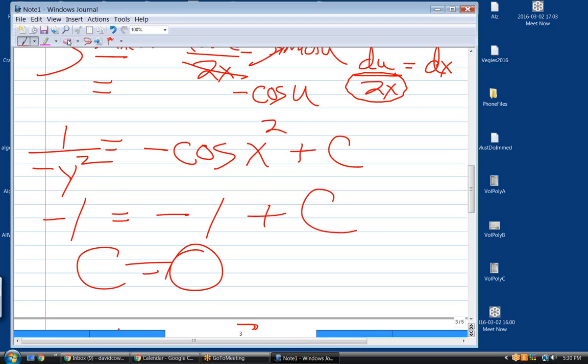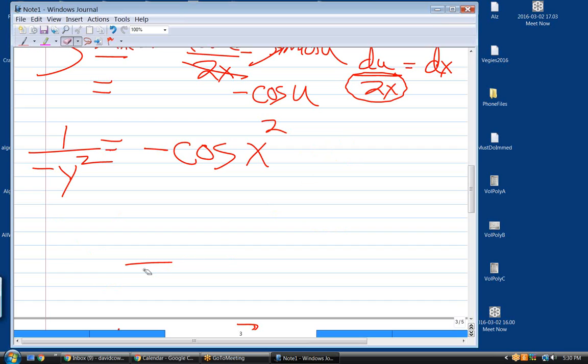which tells me that the entire solution is that. Again, I can get rid of those. Again, I can flip them so that I have y squared equals 1 over cosine of x squared. Well, 1 over cosine of x squared is secant of x squared. So y equals secant x.